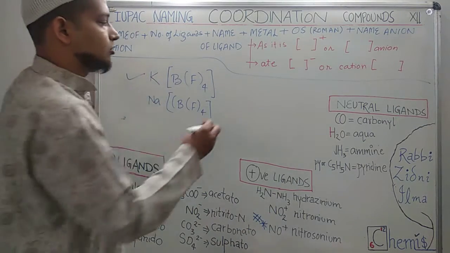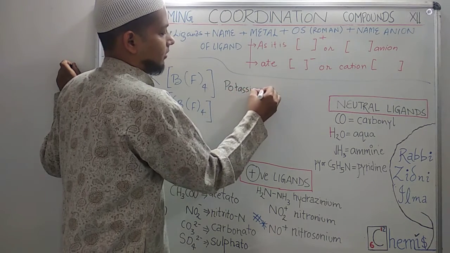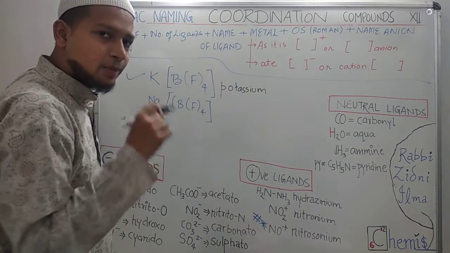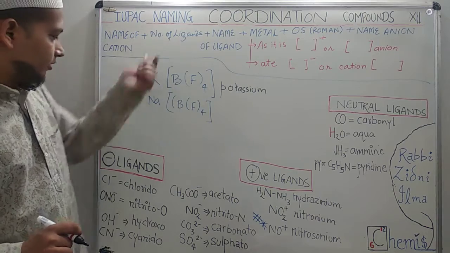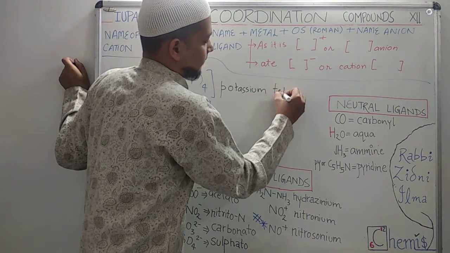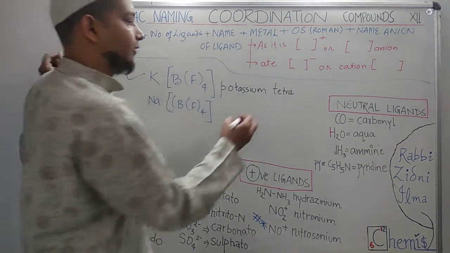K corresponds to what? Potassium. And here also write this in small alphabets. It is part of the rule. So potassium, we have 4 fluorine, number of ligands will be 4, hence comes the name tetra. Then the name of the ligand, fluorine, fluorido.